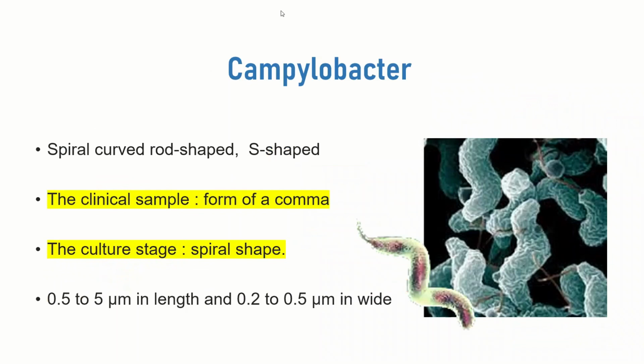Campylobacter species are spiral-curved, rod-shaped, but sometimes they show various forms such as S-shaped. The shape of this bacteria is observed in the infected tissue of the clinical sample, and most of them are observed in the form of a comma, and in the culture stage it is observed in a spiral shape. The bacteria are about 0.5 to 5 micrometers in length and 0.2 to 0.5 micrometers in width.